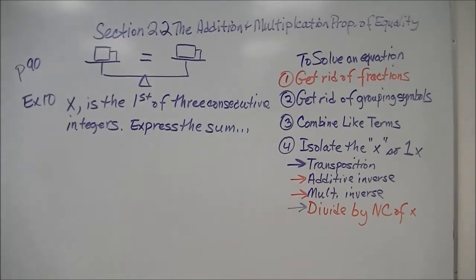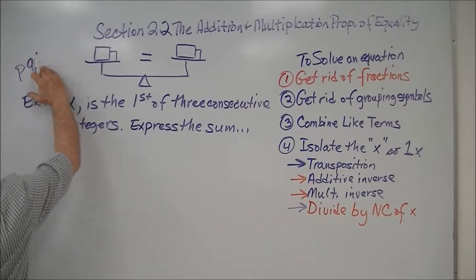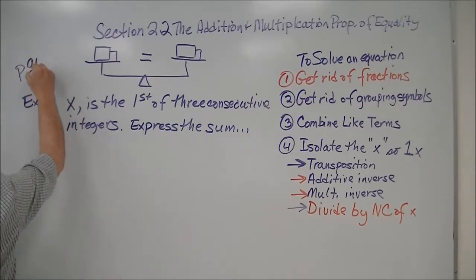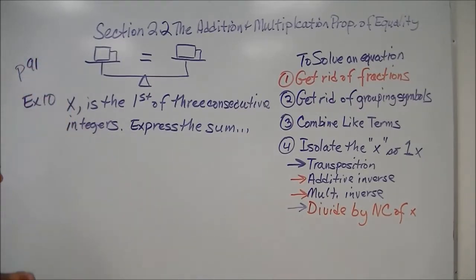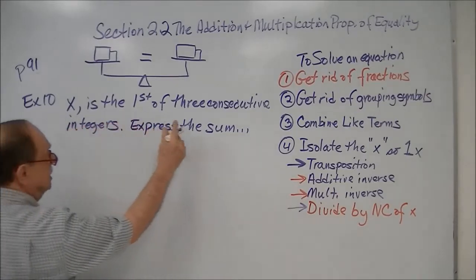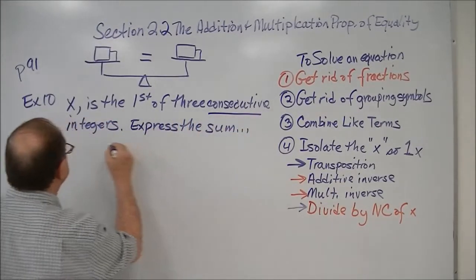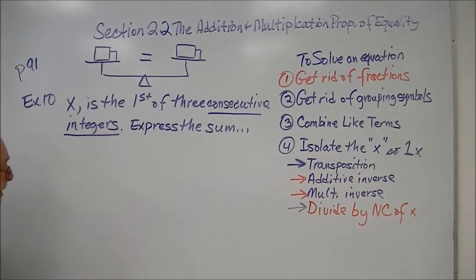In example 10, and we are on now page 91, and again, you want to read the text, especially if something's unfamiliar to you or you see it here and you still don't get it. This is just an outline of what we're doing. But we're going to talk a little bit about what we call consecutive integers. Give you a little background on that.